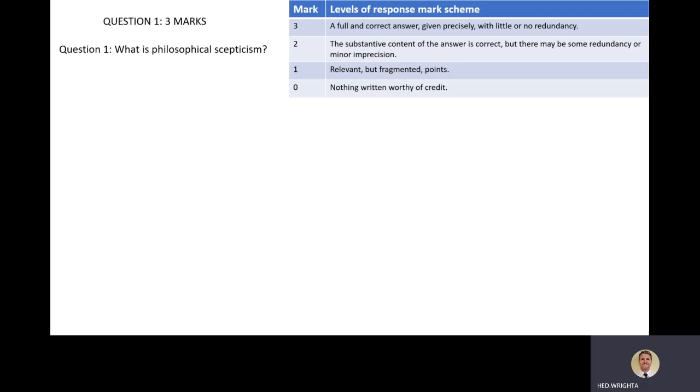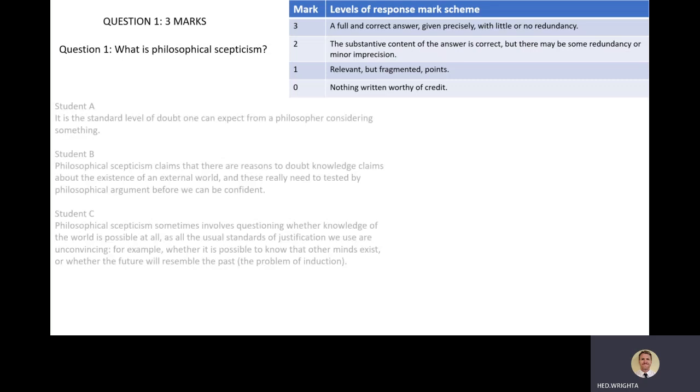So let's look at question 1, which is a 3-mark question, and what I've got there on the top right is the mark scheme, and as you can see, marks 3, 2, 1, 0. 3, a full and correct answer given precisely with little or no redundancy. 2 marks, substantive content, the answer is correct, but maybe some redundancy or minor imprecision. 1, relevant but fragmented points.